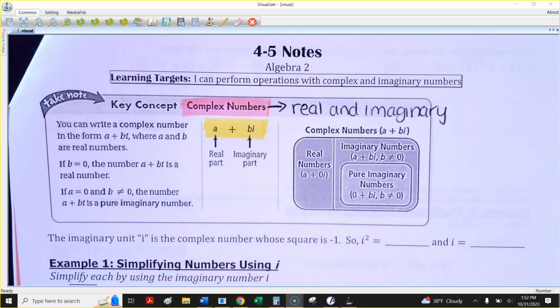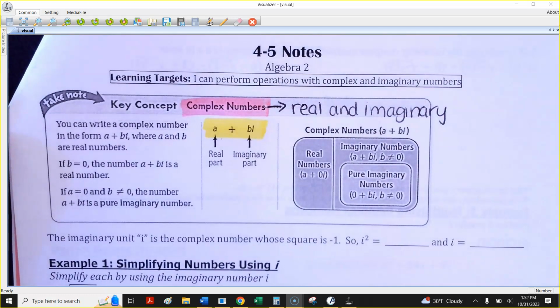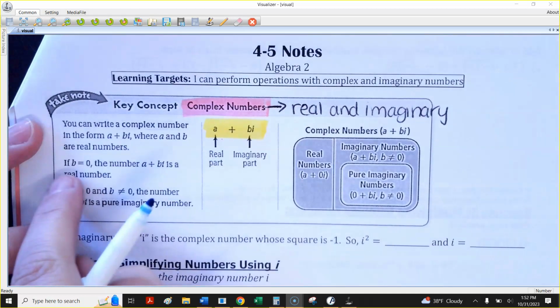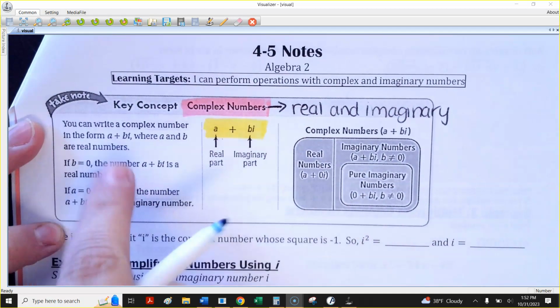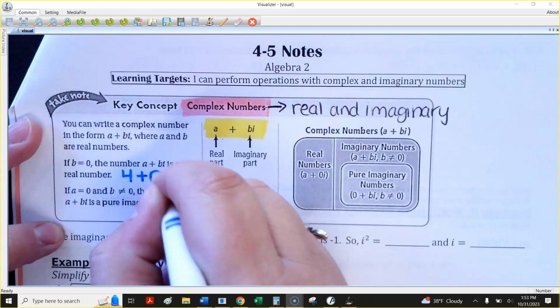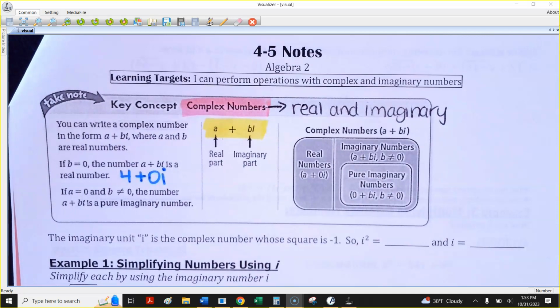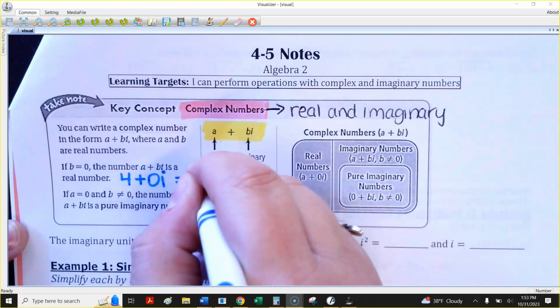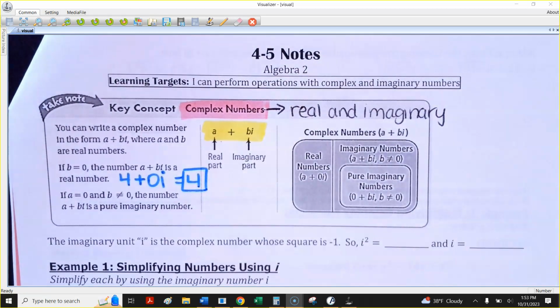Now, I just want to show you two things before we get into what i actually is defined as. You can have a real number just like a normal number. Like if I wanted to write the number 4, I could write that. It says if b in this little format equals 0, we could write it like this. I'm going to write 4 plus 0i. I would never write a number like this unless I was giving you this example, but this could just be simplified to be the number 4, but I can write it in that format, so it can be written as a complex number.